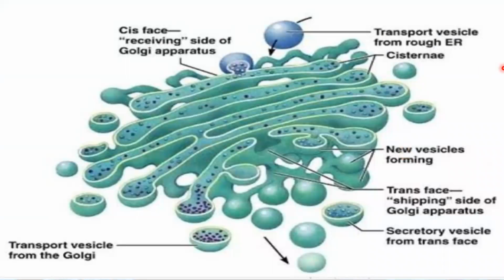This is the structure of a Golgi apparatus. This phase is the cis phase and this phase is the trans phase. So from here they will enter. See, you can see here transport vehicles are there. These transport vehicles actually bring the materials from the ER and give them to the Golgi apparatus. The Golgi apparatus will receive them and they will come here. Here you can see new forming vesicles, these rounded structures. Then here this is the trans phase. It is also known as the shipping side of the Golgi apparatus.